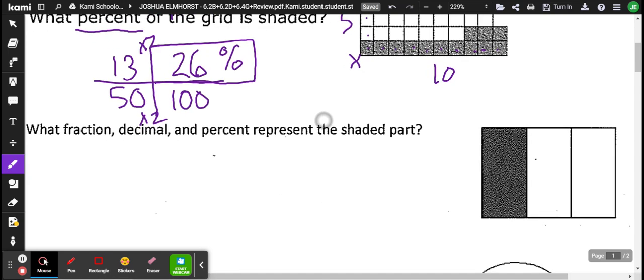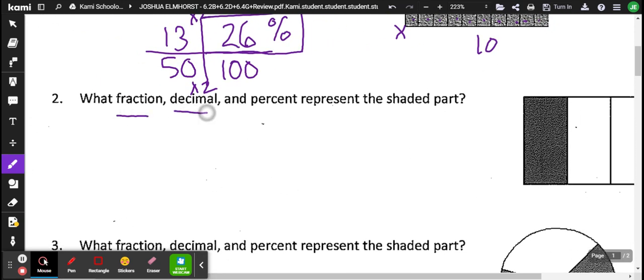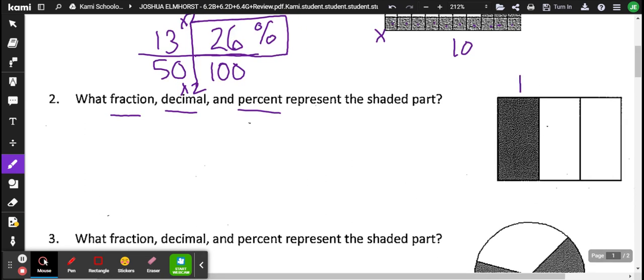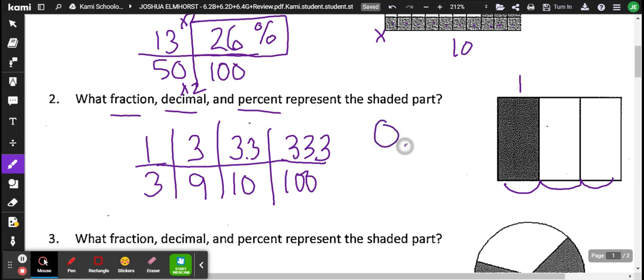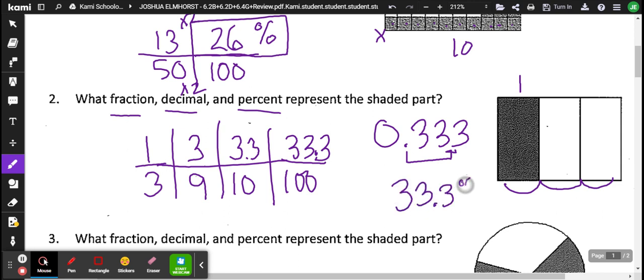So looking at the model over here, what fraction, decimal, percent is represented in the model? There's one shaded out of 1, 2, 3. So the fraction is going to be 1/3. And this would be 3 out of 9. And then that would be a remainder. If you're trying to get to 10, this would be 3.3 out of 10. Or out of 100, it'd be 33.3 out of 100. So as a decimal, we'd have 333 thousandths. Percent, we move it over one spot, and that would be 33.3%.